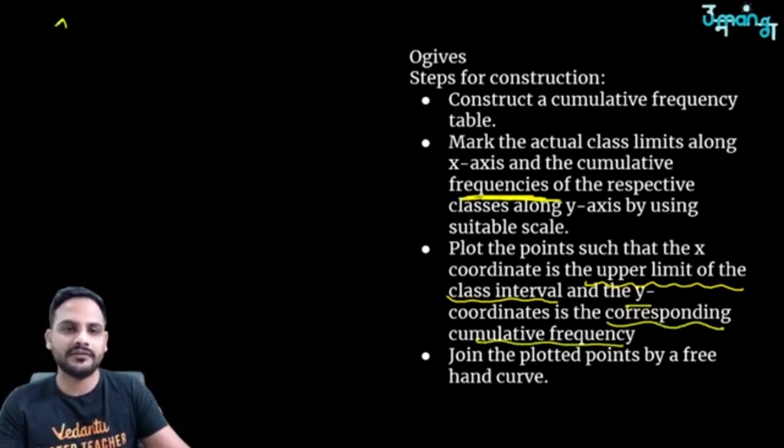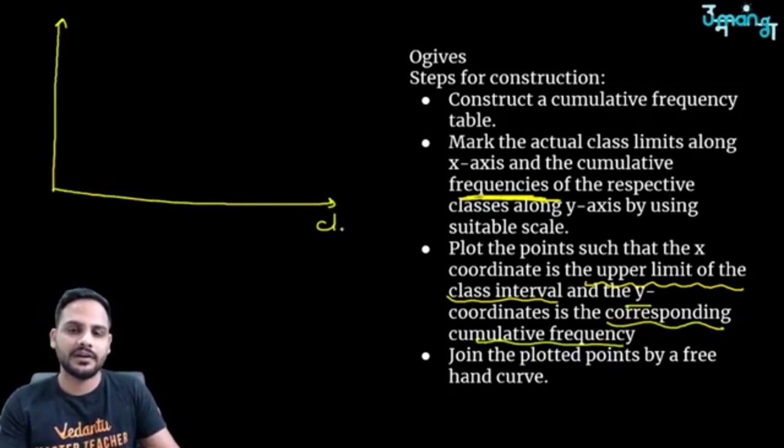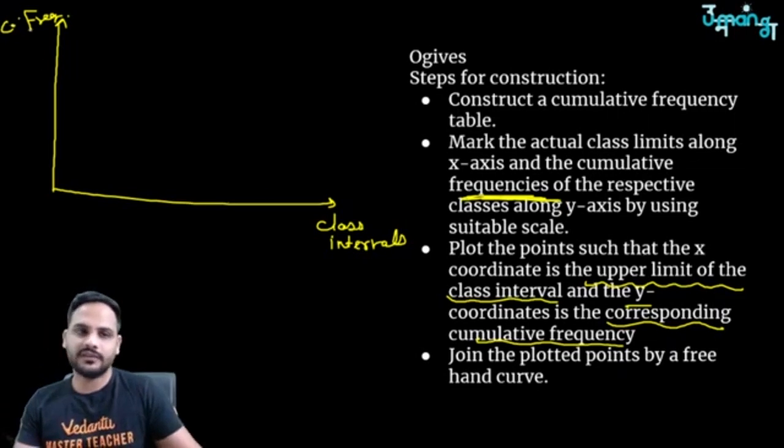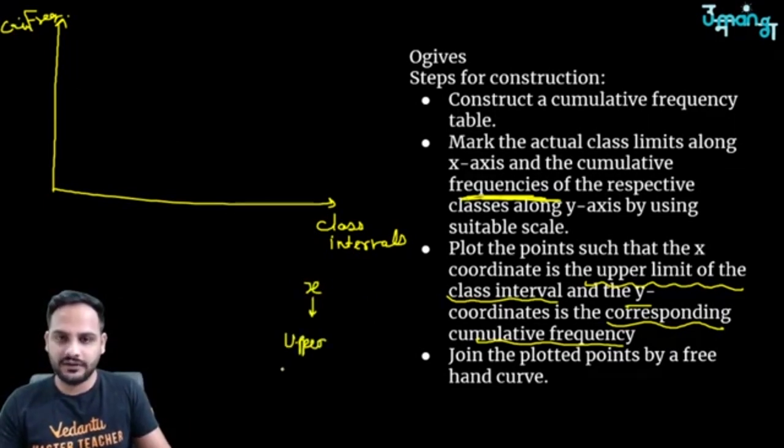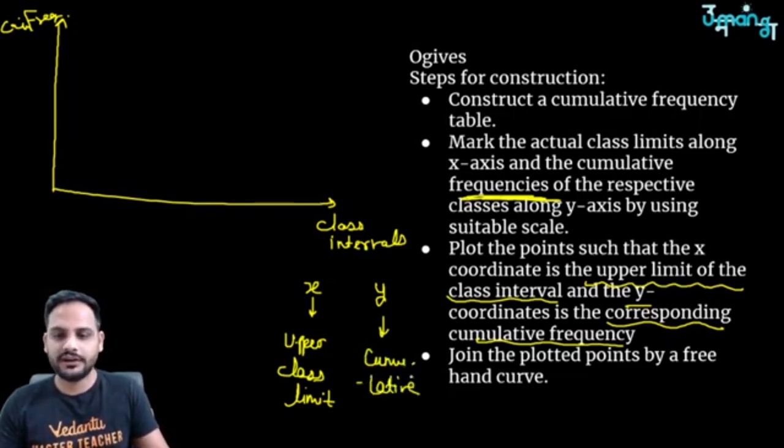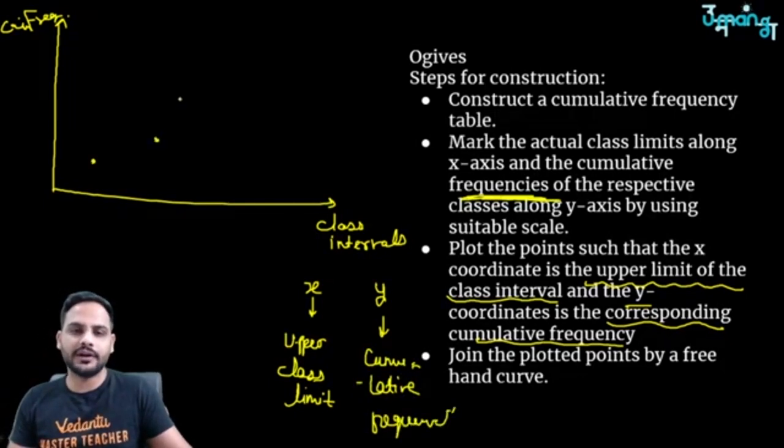So you are drawing a graph. Here your class intervals you have plotted, and here your cumulative frequency will be plotted. Whatever data you have got from the table, the x coordinate is going to be the upper class limit of that class interval, and the y coordinate will be the cumulative frequency of that class interval. Plot all these points in this graph.